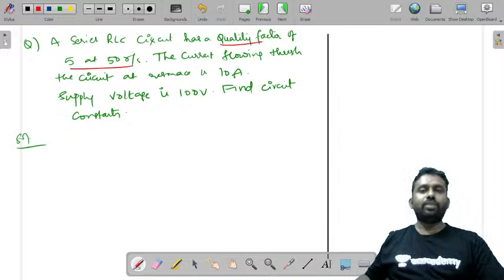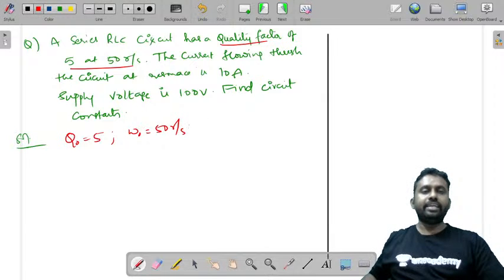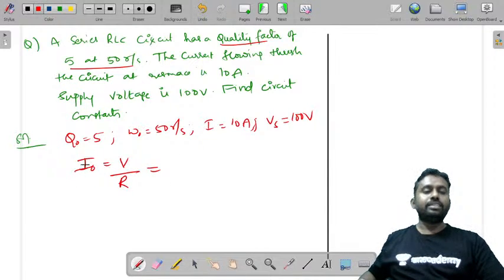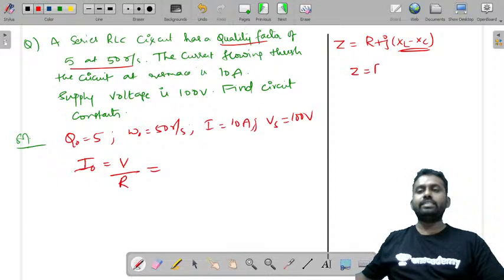The quality factor is 5, so Q naught is equal to 5 at omega naught equal to 50 radian per second, the current flowing is 10 amperes, and the supply voltage is 100 volts. Now what constants do you need to find? We know I naught is V by Z under resonance, but Z is equal to R plus j into XL minus XC. XL equal to XC indicates Z is equal to R. Therefore current I naught is equal to V by R.